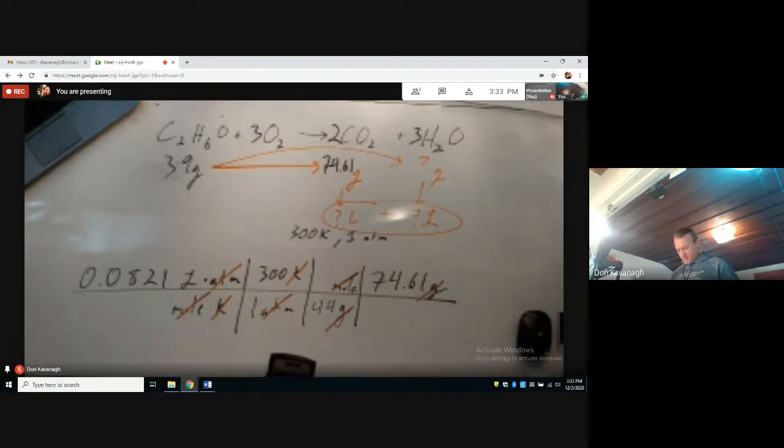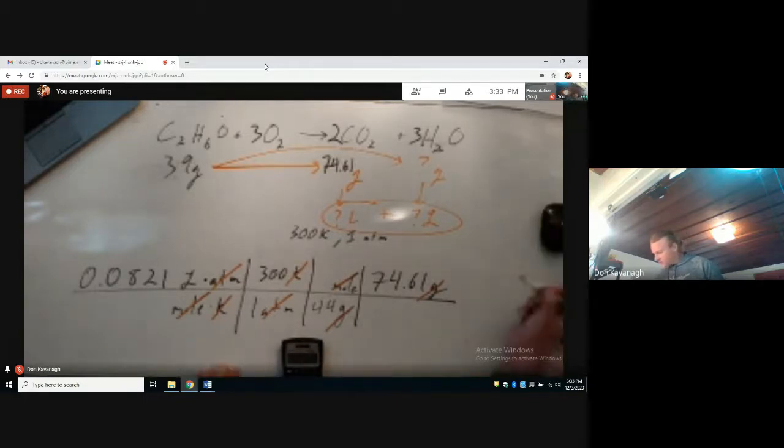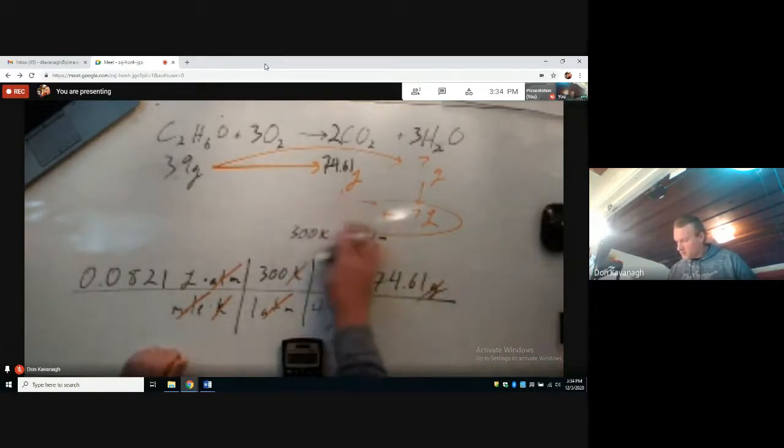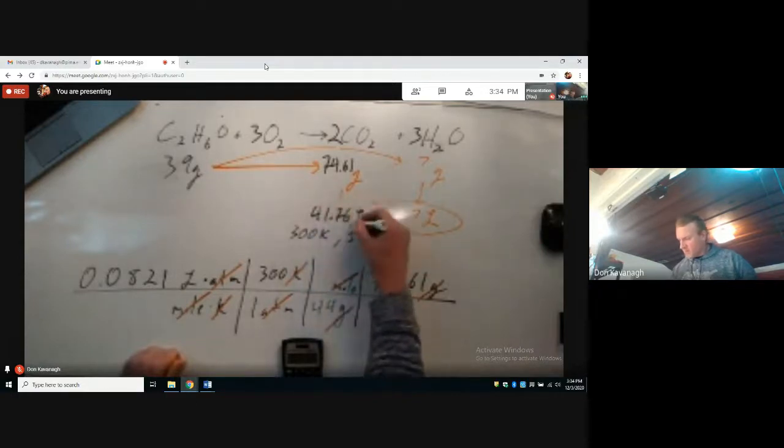Having the scaffold, having the units guide us, I'm getting 41.76 liters of CO2.